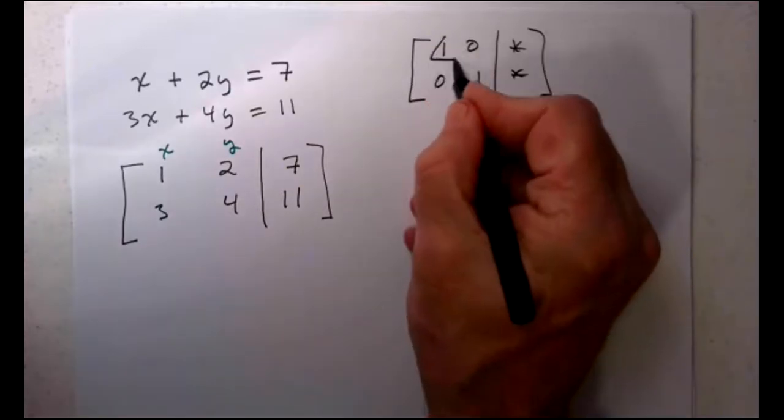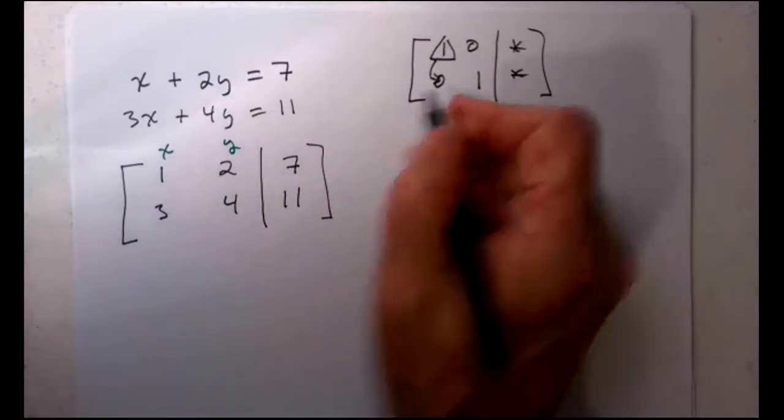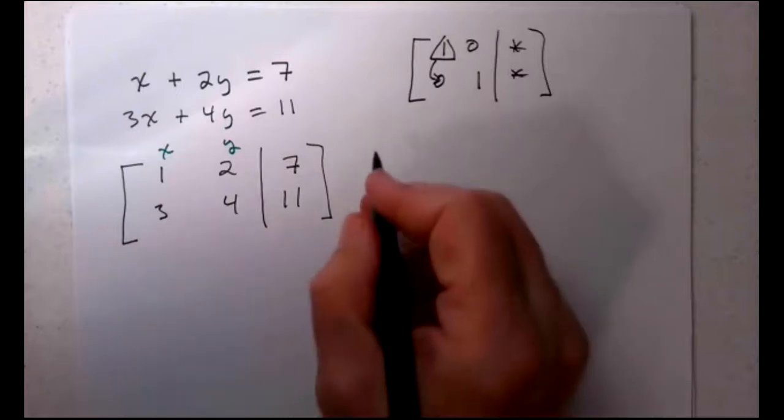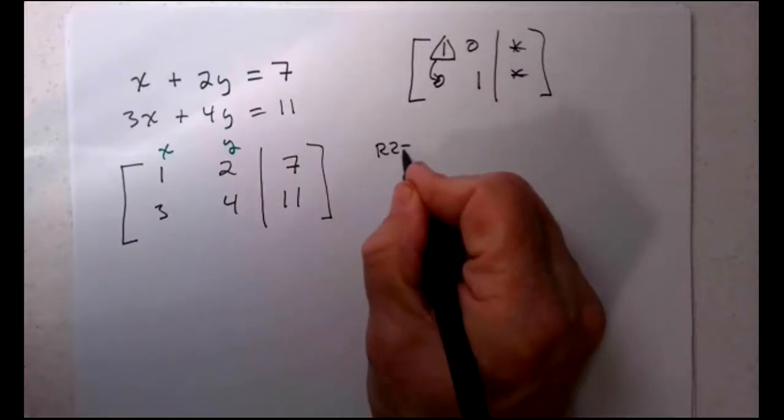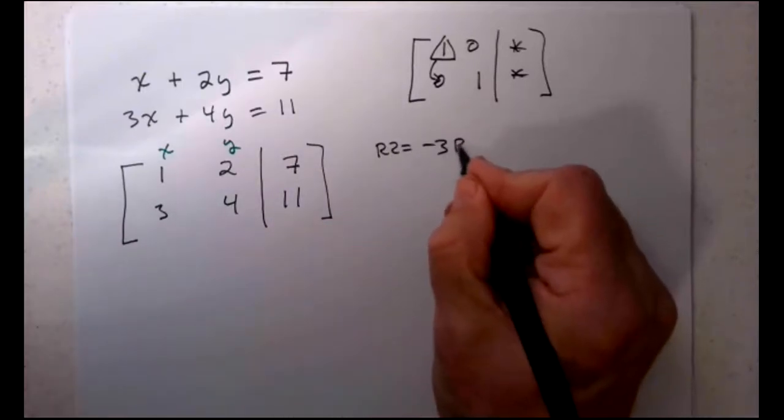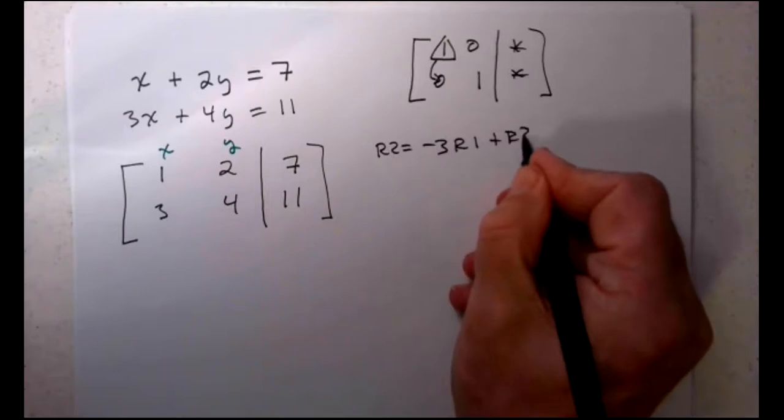That's always the first thing I need to do. I need a 0 underneath. How do I get rid of the 3? Here's what I'm going to say. I'm going to say row 2 is negative 3 times row 1 plus the old row 2.